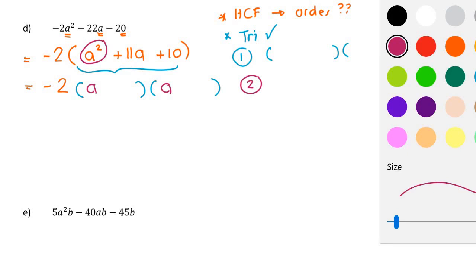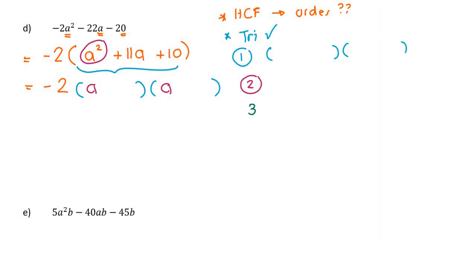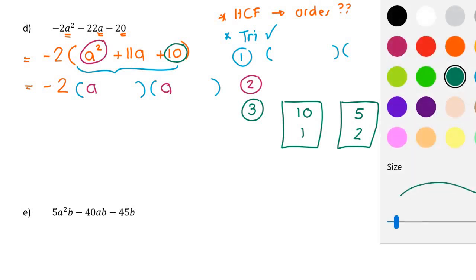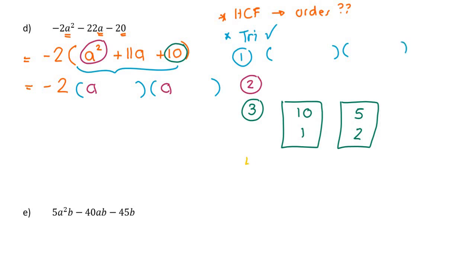Step number 3. What are my options for 10? Now, as you start getting better and better at this, you start looking at the 10 and then flicking your eye across to the middle term and seeing the 11, and immediately I think 10 and 1. So if you are struggling, I would definitely in an exam write them down, 10 and 1 and 5 and 2. But if I've just glanced over to that middle term, there's no way 5 and 2 are going to add together to give me 11.